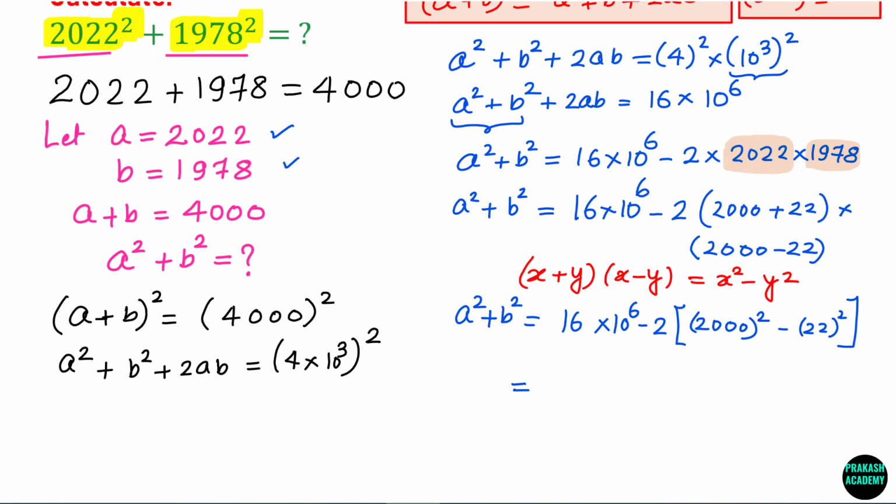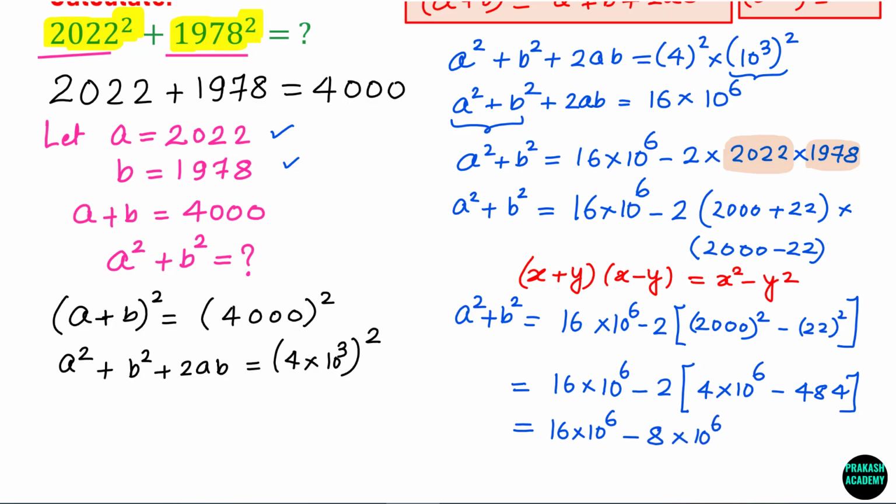So this will be 16 into 10 to the power 6 minus 2 times, and this will be 4 times 10 to the power 6. And the square of 22, you should generally remember; it is always a good idea to remember the squares of at least 1 to 30. So this will be 484. So this becomes 16 into 10 to the power 6 minus 8 into 10 to the power 6 minus 2 into 484.